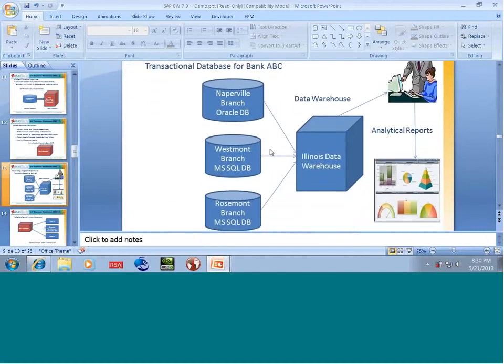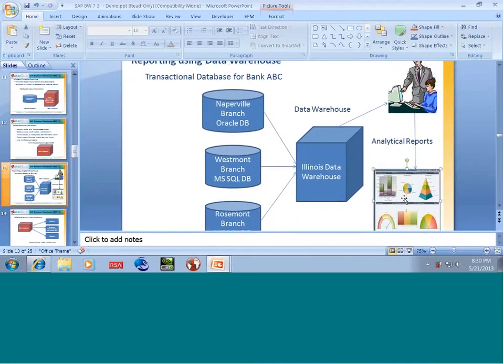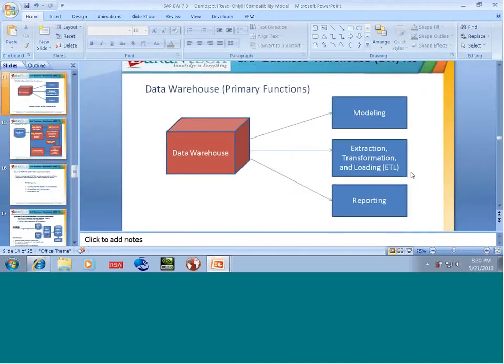This is the example that I was providing. You have 3 different branches. As a manager, I want to provide analytical reporting. I want to see what my trend is and all that. So what I'm doing is bringing in a data warehousing solution in between. I get the data from all the transactional databases, and this helps me provide analytical reporting to the organization.